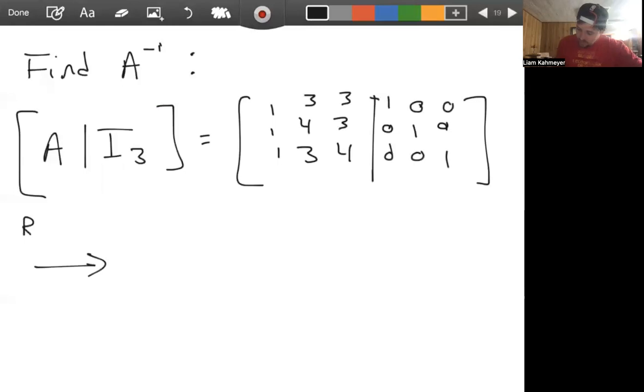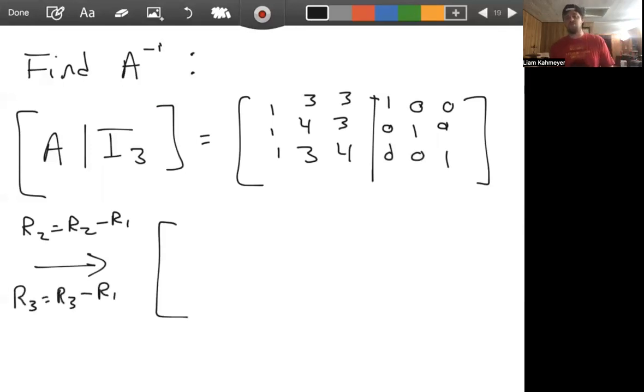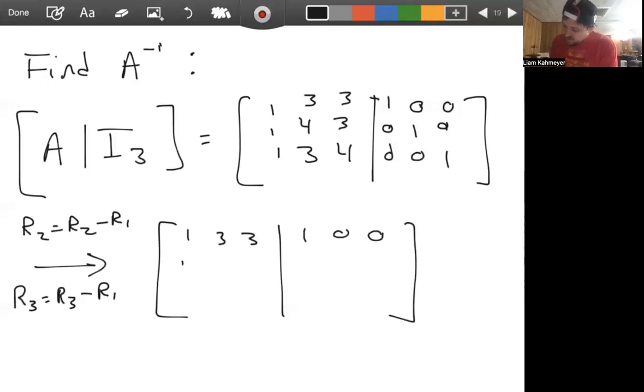And so the first step we did was row 2 is row 2 minus row 1, and row 3 is row 3 minus row 1. But now we just need to perform these operations on the right-hand side as well. And we know on the left, we got 1, well, let's just do it. First row stays unchanged. The second row, we have 1 minus 1 is 0, 4 minus 3 is 1, 3 minus 3 is 0. 0 minus 1 is negative 1, 1 minus 0 is 1, 0 minus 0 is 0. Then for the third row, 1 minus 1 is 0, 3 minus 3 is 0, 4 minus 3 is 1, 0 minus 1 is negative 1, 0 minus 0 is 0, 1 minus 0 is 1.